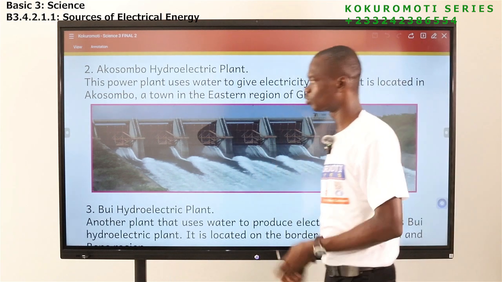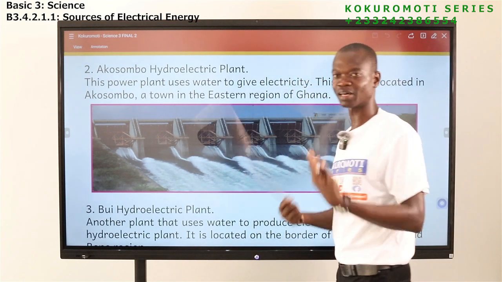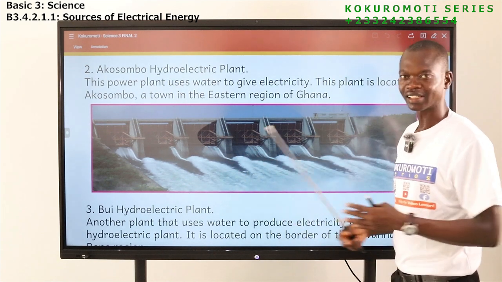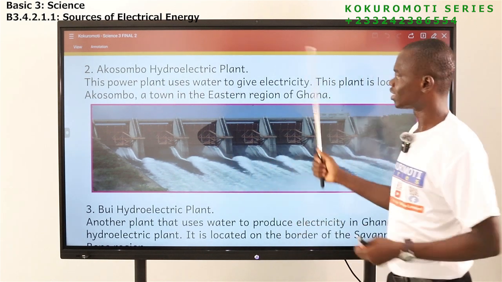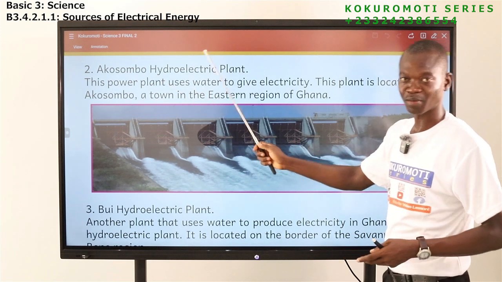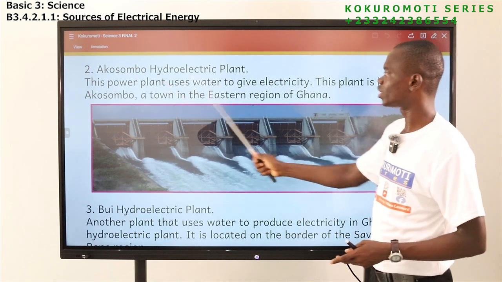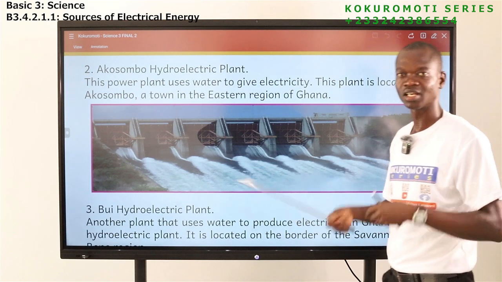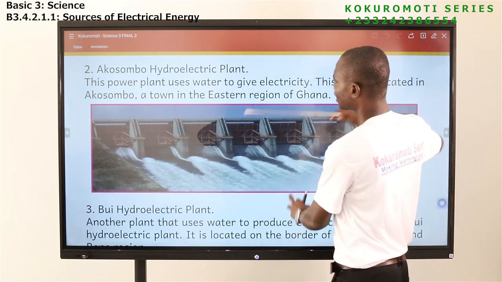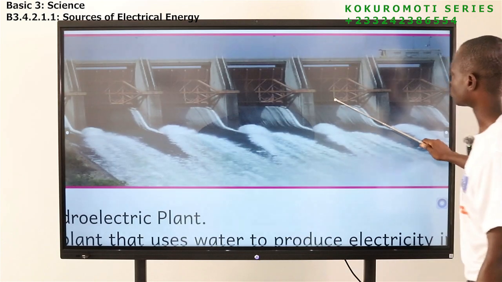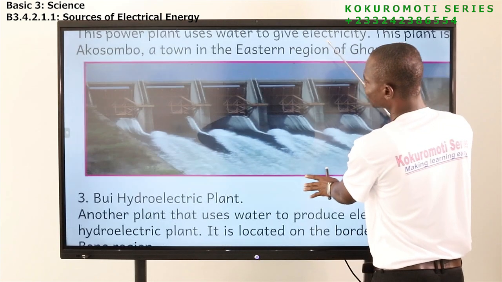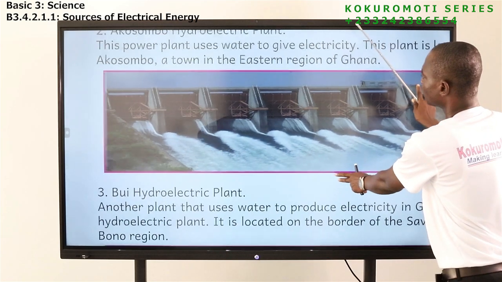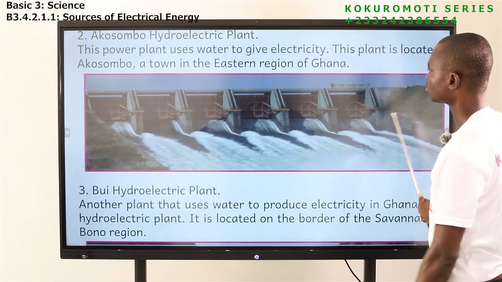We all know Akosombo. We have heard about Akosombo. There is a dam there, Akosombo Dam, that is being used to generate electricity. So that place is not a thermal plant, it is a hydroelectric plant. Hydro means that plant or that machine uses water. So look at how the dam looks. This picture shows how the Akosombo Dam looks.